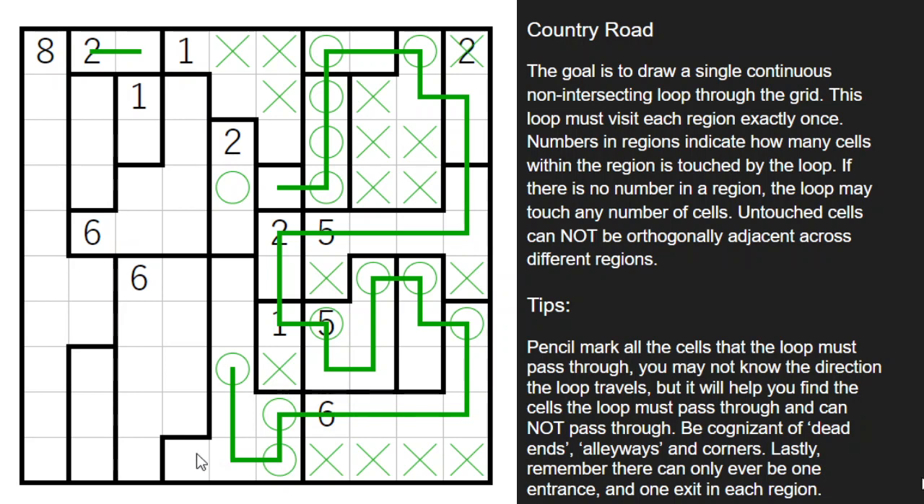Oh, you know, this cell here is not part of the loop, right? Because we already have one entrance, and it's going to exit somewhere up here, right? This loop end either is going to go up and exit this way, or this way, or this way, or this way. So we can't enter this region anymore.